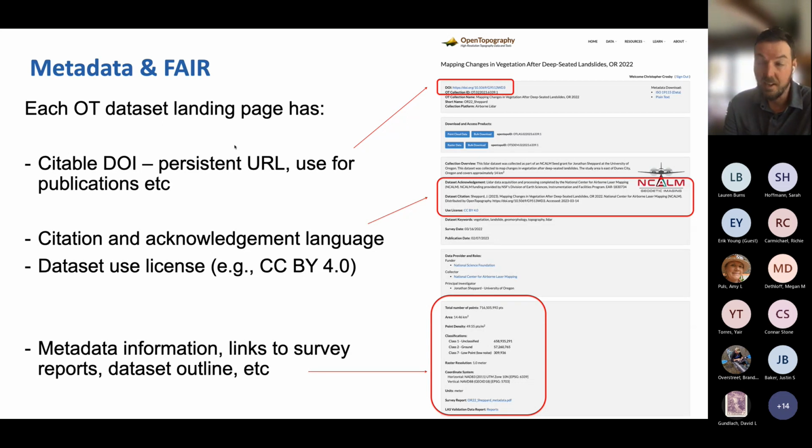We do our best to provide clear licensing terms for each data set, and also data set citation language, so you can copy and paste it into your paper, so that when you write your publication, you really should be citing the data you use. And then also lots of linkages to additional metadata, whether that's a PDF about the LiDAR data collection and how it was run, or other sorts of things.